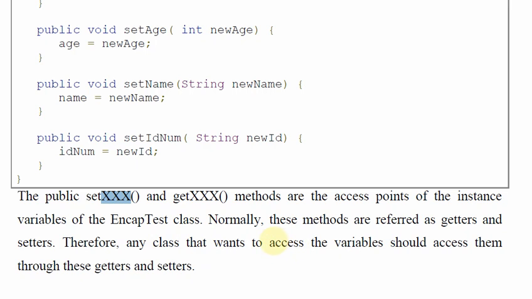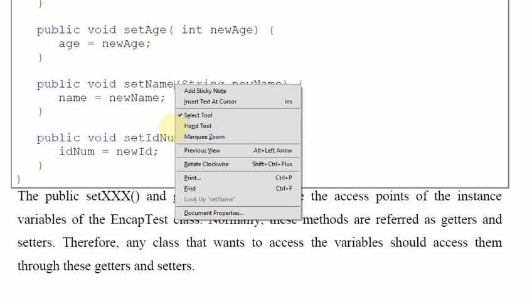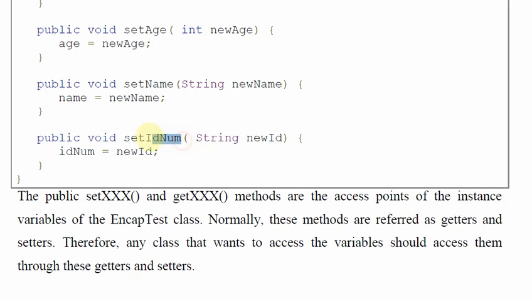If any class wants to access these variables, the variable age, the variable name, and the variable id num, they can access all these variables through the get and the set methods.